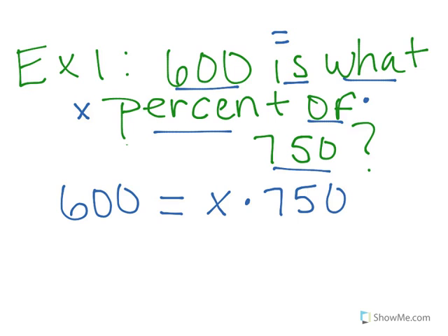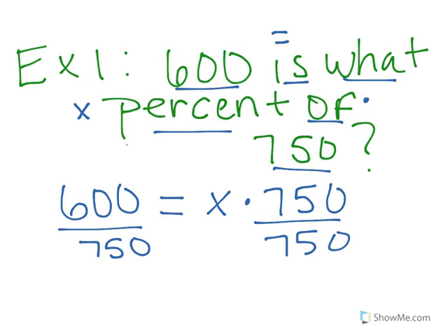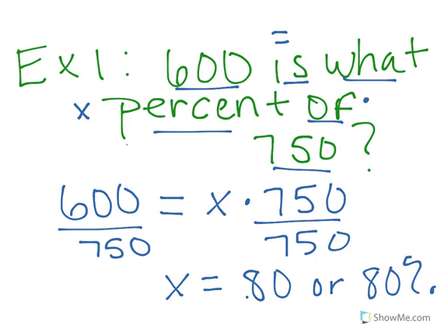So then I have to think about what's the opposite of multiplication, or what's the opposite of the sign that I'm using here. The opposite of multiplication is division. My goal is to get my variable X by itself, so all I'm doing is dividing both sides by 750. So X is going to be 80, or 0.80, or 80%. You can just use your calculator to type in 600 divided by 750 and you're going to get 0.8, or 8 tenths, or 80 hundredths, which is 80%.